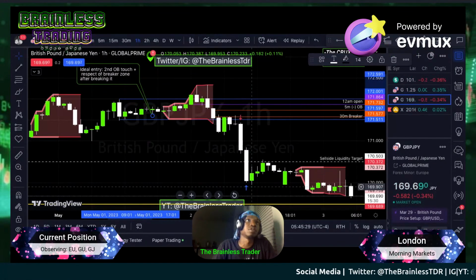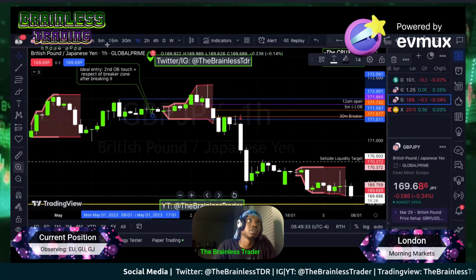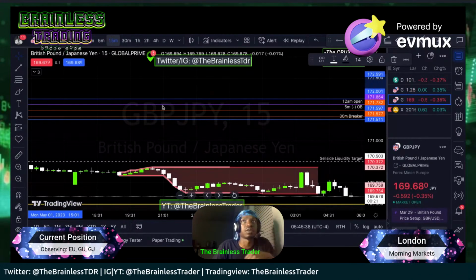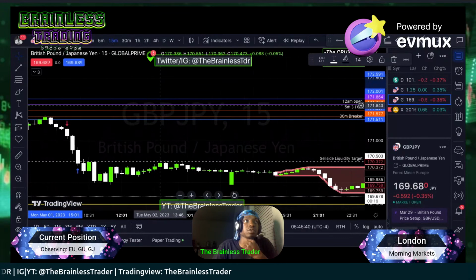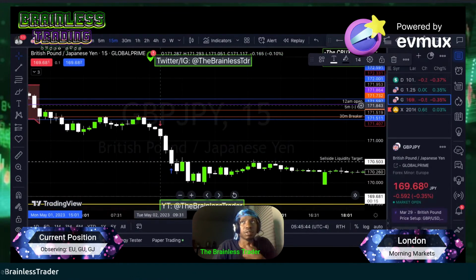So not only was that a possible entry, but if you wait for those confirmations, you go down to the lower time frames, you can get an even better entry, kind of within that breaker zone or just below it, right? So as you see, my entry was just below the breaker zone.